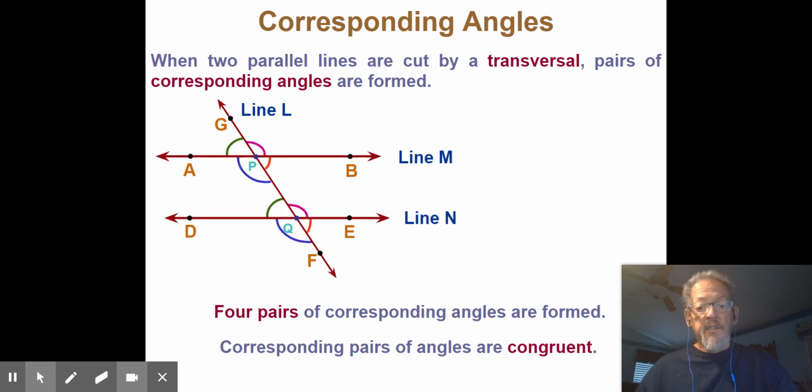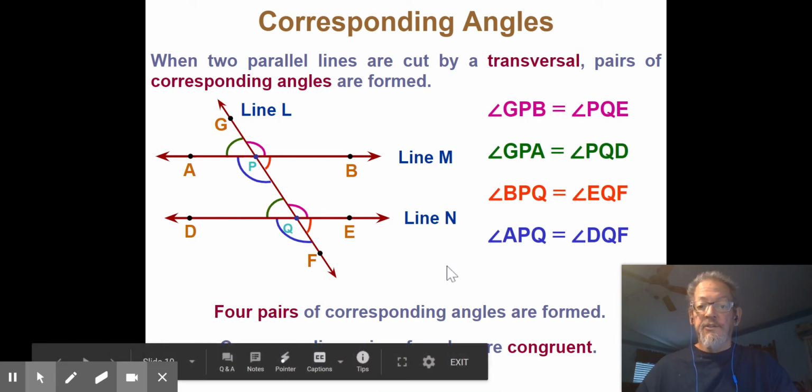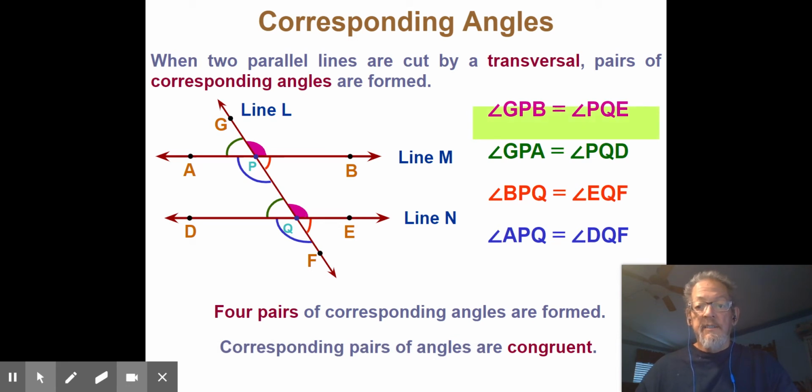So P and Q are congruent. You can see by the color. These two green ones are congruent. These are corresponding. These two purple ones are congruent, corresponding. Two blue ones, corresponding. Two red ones, corresponding. Here it's written out. It'll show you. Angle GPB is equal to angle PQE.